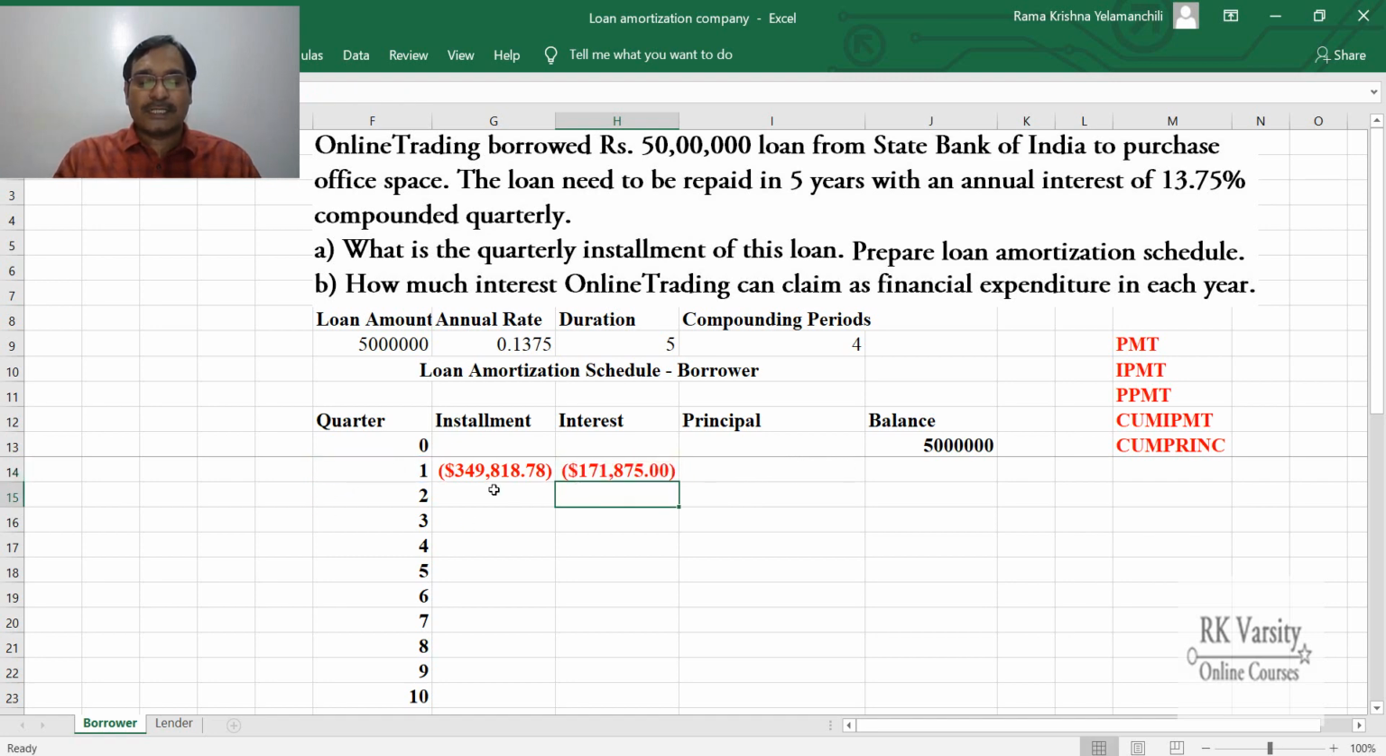So in the first quarter, of the 3,49,818, 1,71,875 goes towards interest payment.